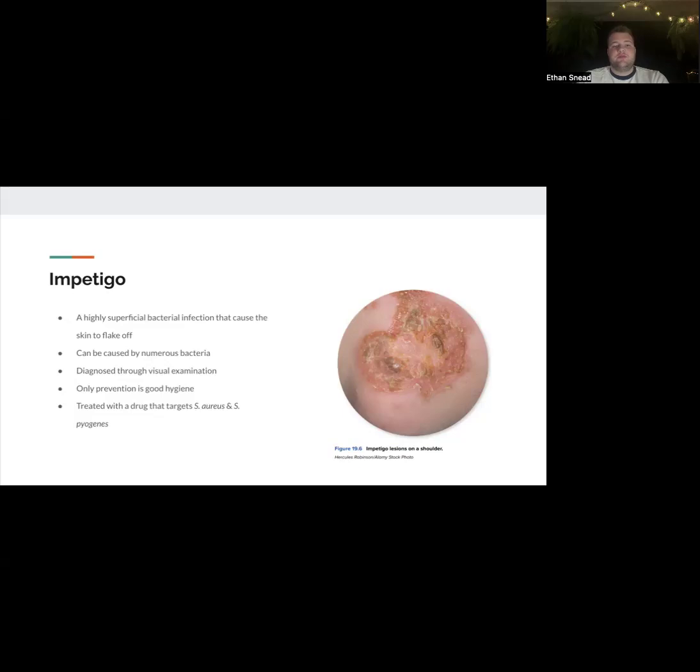They're transmitted through direct contact and also through fomites and mechanical vectors. This is diagnosed through visual examination, and it is treated with antibiotics. These antibiotics target the bacteria that we discussed just a few seconds ago. The best prevention of this infection is just keeping good hygiene.